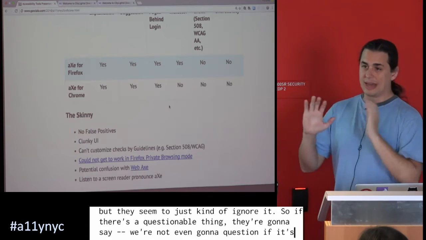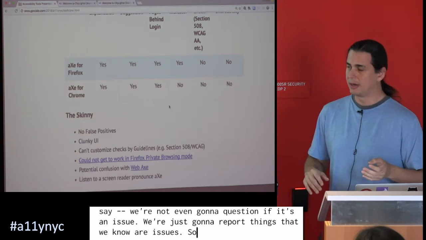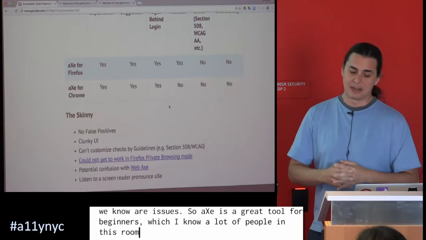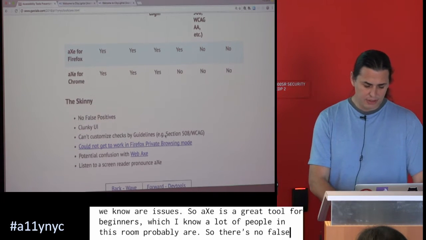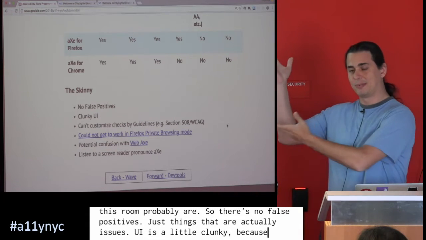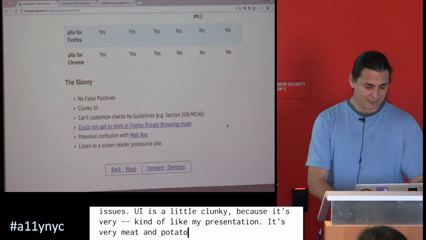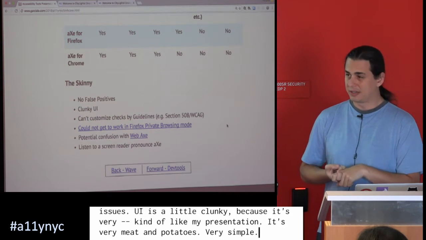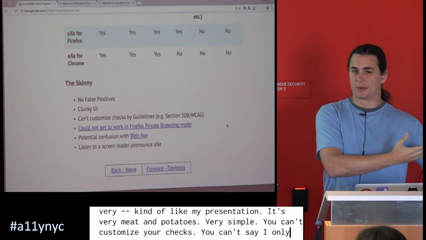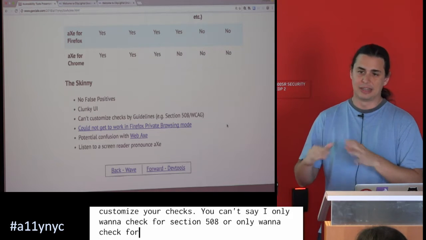So Axe is a great tool for beginners, which I think a lot of people in this room probably are. Axe is a great tool for that because just no false positives, just these are things that are actually issues. The UI is a little clunky because it's very, kind of like my presentation, very meat and potatoes, very simple. You can't customize your checks, so you can't say, oh, I only want to check for section 508 or I only want to check for WCAG AA. They have the checks that Axe runs, and that's all you get.